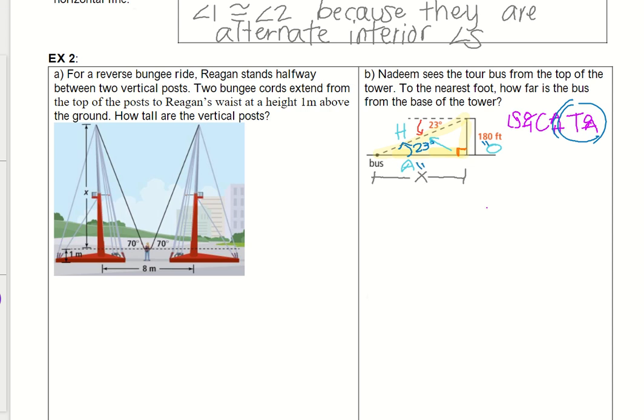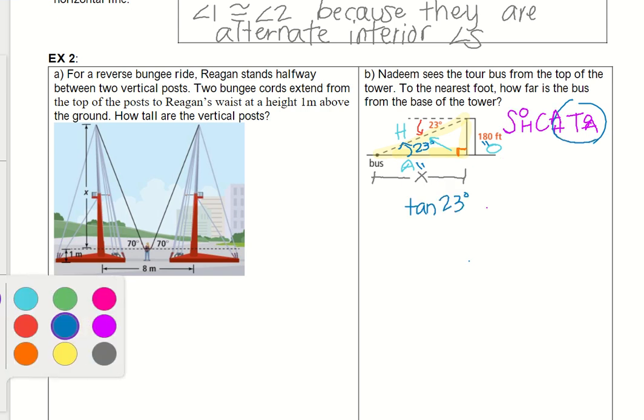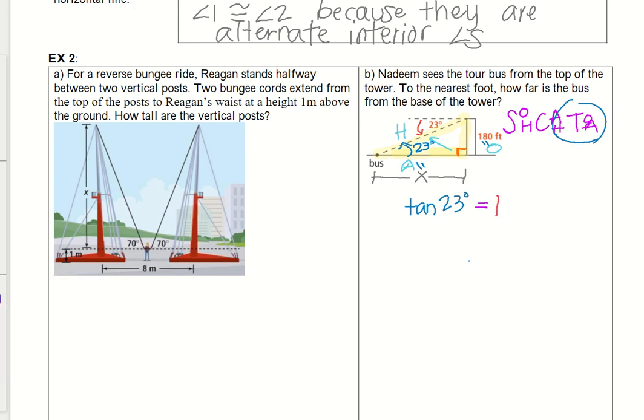So we're going to set up tangent of 23. Tangent of 23 would be equal to my opposite side, which is the 180 feet, divided by my adjacent side, which is my unknown. My unknown is x. So I'm looking for tangent of 23 equals 180 over x.